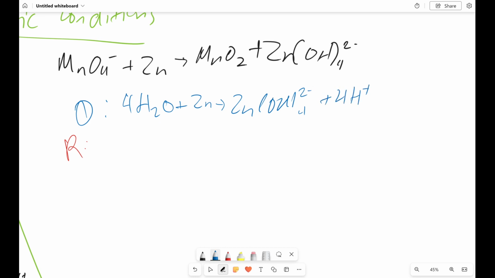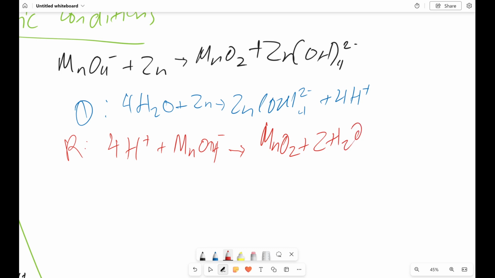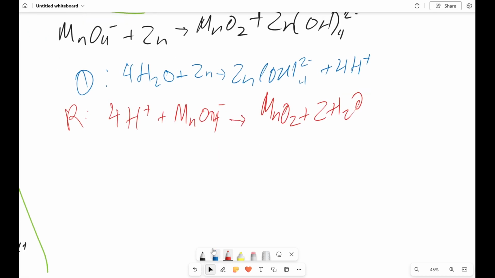We had this from before, and if you need to see how I did it, just go back a couple minutes and you'll probably find it again. And then the reduction side is 4H plus MnO4 minus. I keep wanting to say plus, sorry, that's a little messy. MnO4 minus becomes MnO2 plus 2H2O. Okay, so now this is where things start to get a little funky, but we got this. I'm going to work on the oxidation side again as usual, give the reduction side a try after you watch my example, and then we'll work through it together.